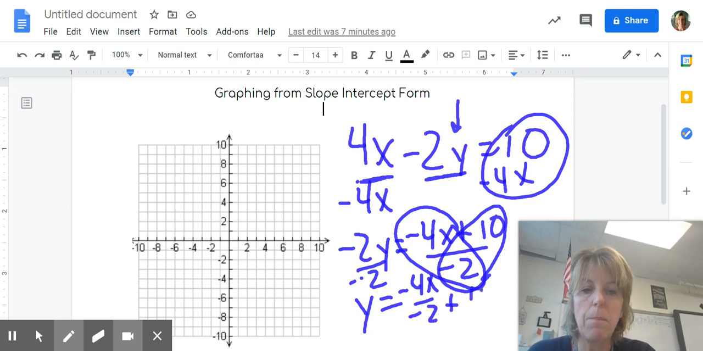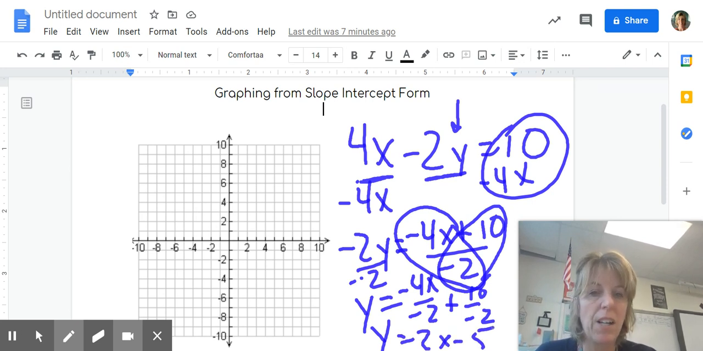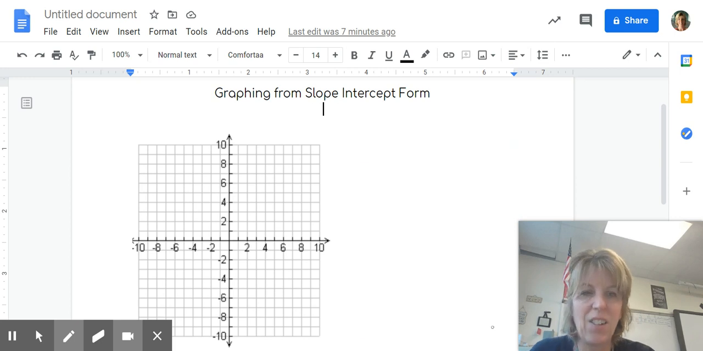Don't skip this step until you get really, really good at these. So when you simplify that, we will get y equals 2x minus 5. And there's our slope-intercept form. From that, we can graph. The y-intercept will be negative 5, and the slope will be 2. All right, quick review of that. Again, if you're not good at solving for y, you're going to need to be good at solving for y, so make sure you ask for help with that.